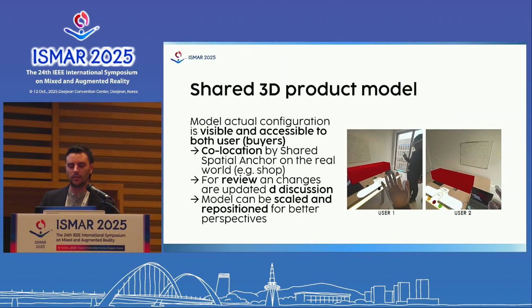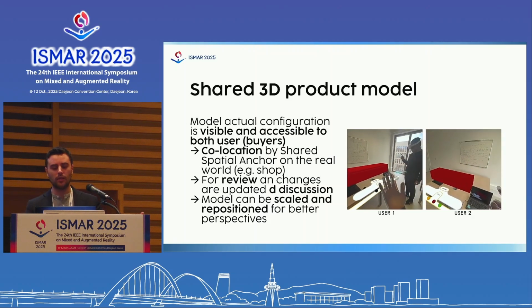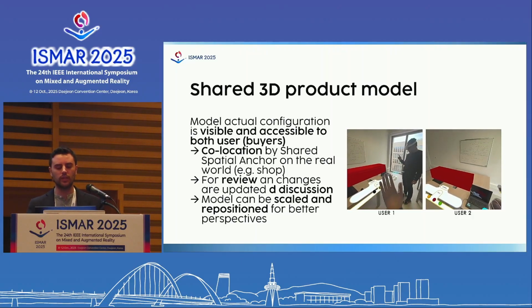The first one is the shared 3D product model, visible and accessible to both users. With shared spatial anchoring, the model is updated in real time for both participants. The model can be scaled and repositioned, improving the perspective, facilitating discussion, and enhancing the decision-making process.